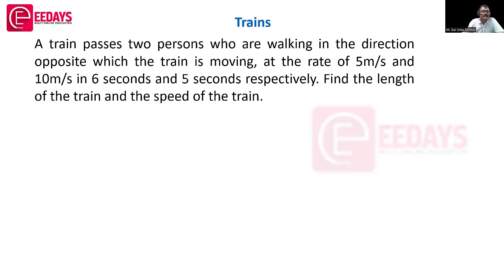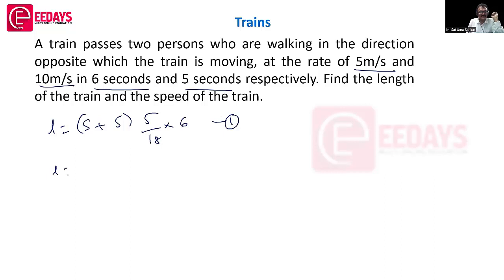Next question. A train passes two persons who are walking in the opposite direction. The persons move at 5 meters per second and 10 meters per second, and the train passes them in 6 seconds and 5 seconds respectively. Find the length and speed of the train. Train length is L. Both move in the opposite direction, so relative speed is the sum of the speeds: L is equal to (S plus 5) into 6. This is the first equation.